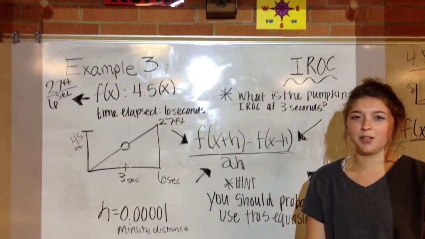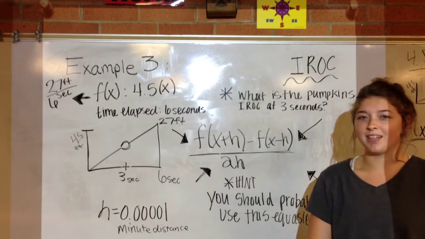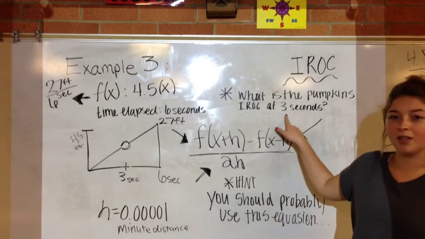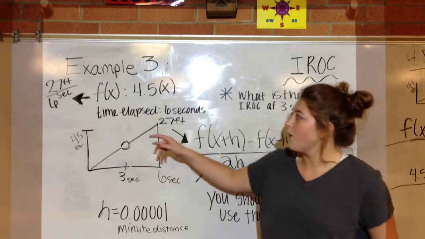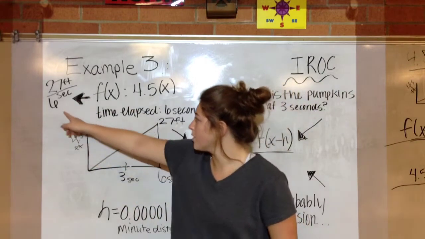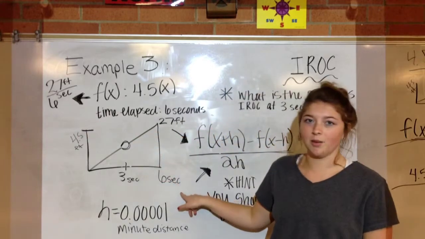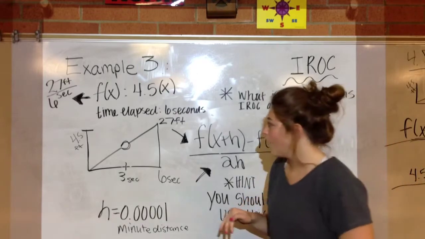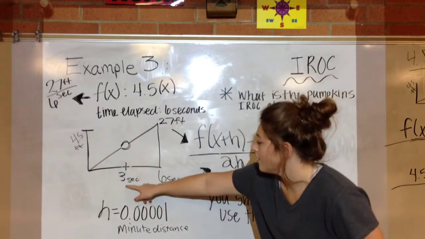Alright, so in example 3, we're going to be discussing instantaneous rate of change. So we rolled a pumpkin down a small slope, and we want to know what the instantaneous rate of the pumpkin is at exactly 3 seconds. So we did 27 feet, which is the height, over 6 seconds, which is the time it took for the pumpkin to get from the top of the slope to the bottom. And then 3 feet, there's your pumpkin, and that's 3 seconds.